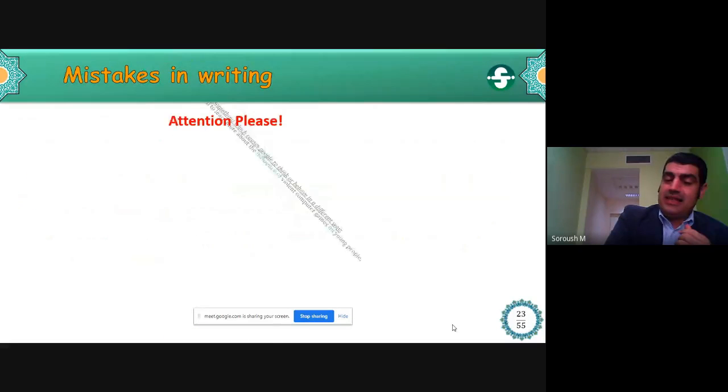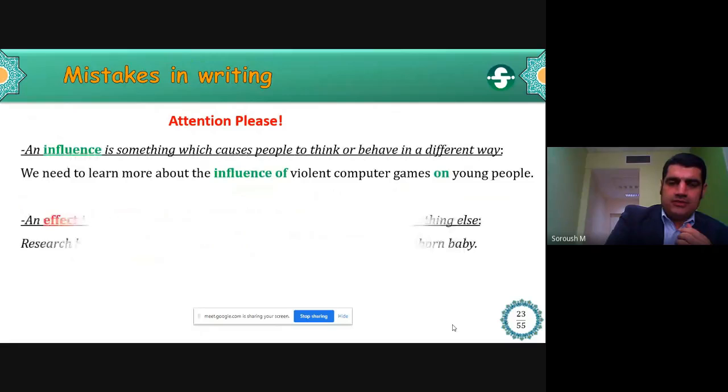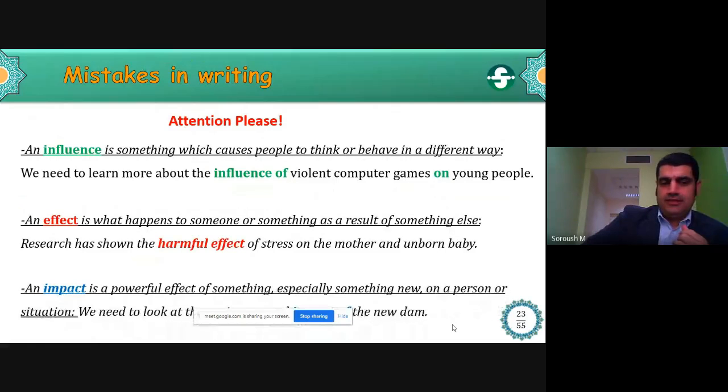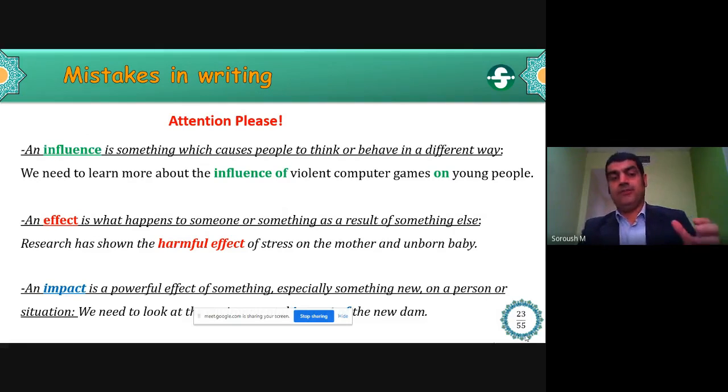Let's have an example here. We have 3 words here. We can see influence, effect, and impact, and they are completely different. But we can see that in most manuscripts, they are used interchangeably. However, this is not true. This is not the case. We can see that, for example, influence is something which causes people to think or behave in a different way. However, an effect is what happens to someone or something. So they are completely different, and this should be cared for in writing scientific papers.